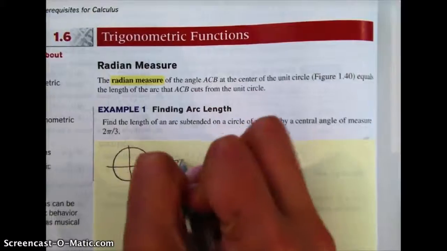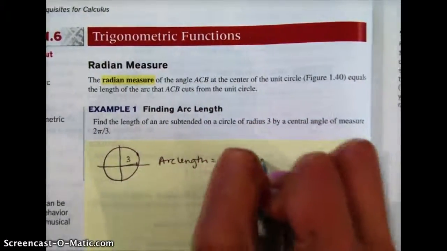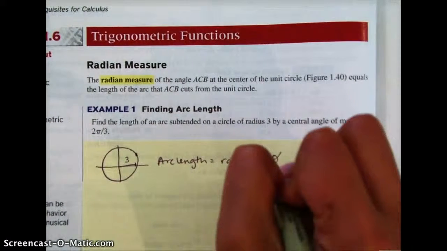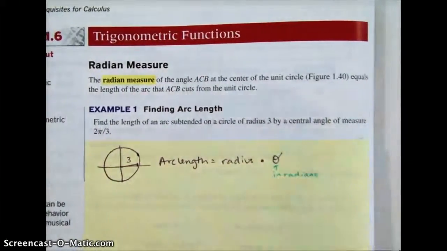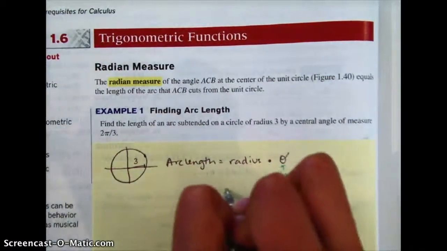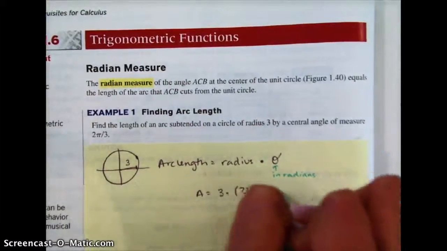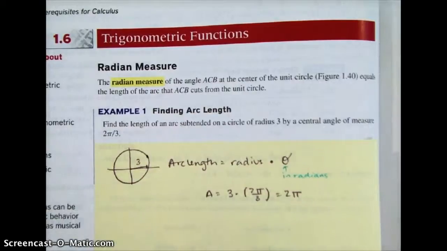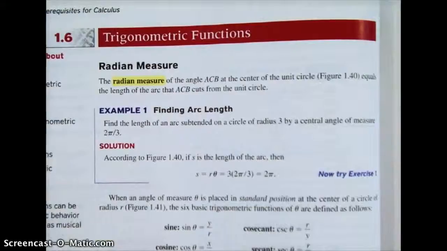Arc length is always going to equal the radius times the angle, as long as we're talking about the angle measurement in radians. And that's exactly what it means. So for this one, the arc length, we'll call it A, is just going to be 3 times 2 pi over 3. The 3's cancel, and we get 2 pi. And that's the distance around the edge of the circle that corresponds to that angle measure. The book has another figure of this if you want to look at their solution.